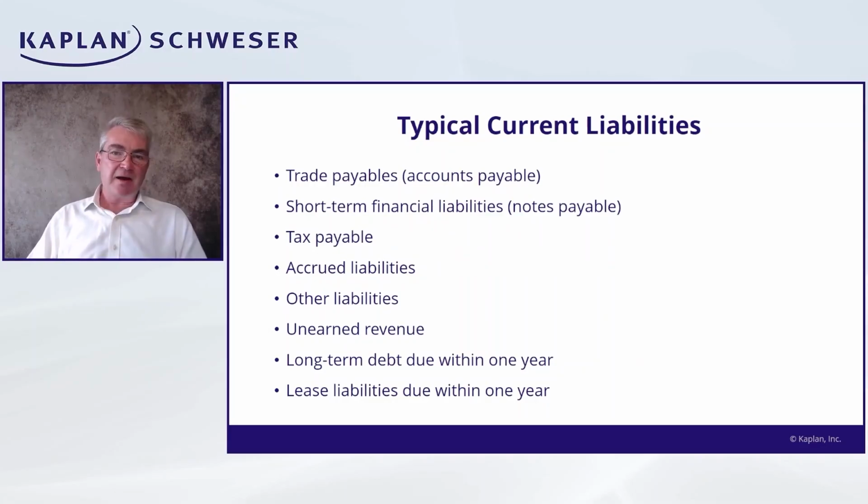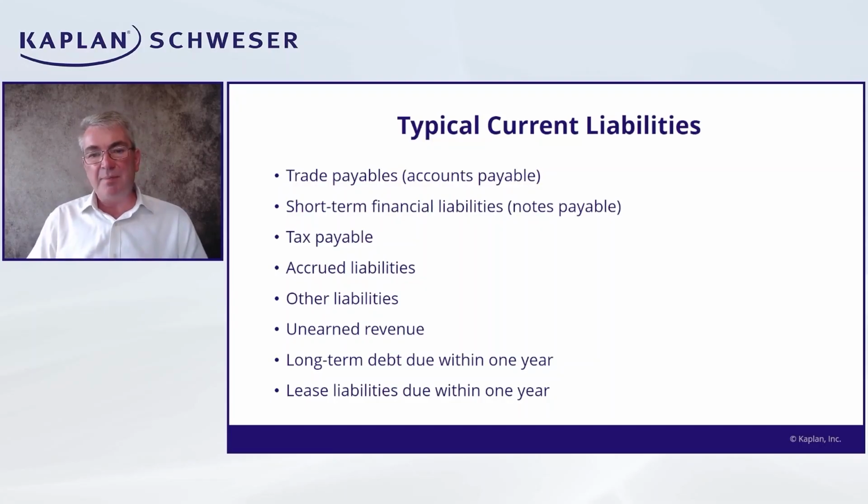Let's have a look at some of our current liabilities. So current liabilities that are going to be paid off within 12 months. Trade payables, so these are amounts that we owe our suppliers where we purchase goods on credit, referred to as accounts payable under US GAAP.